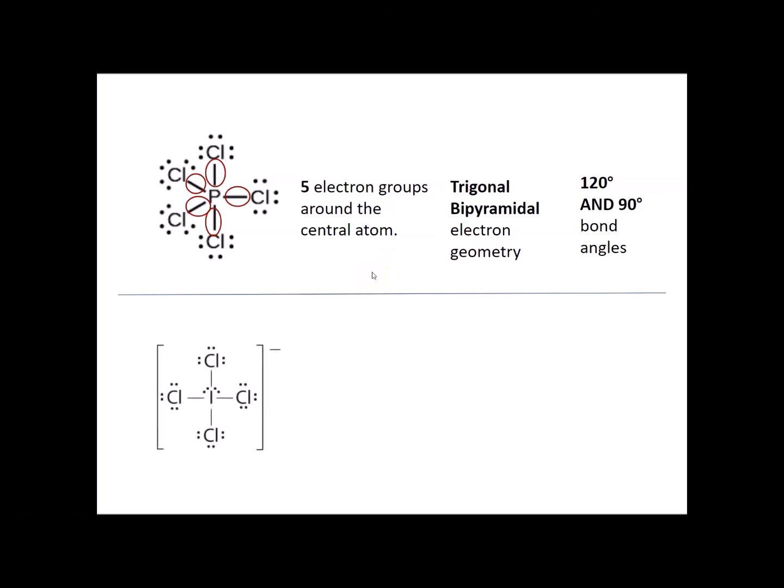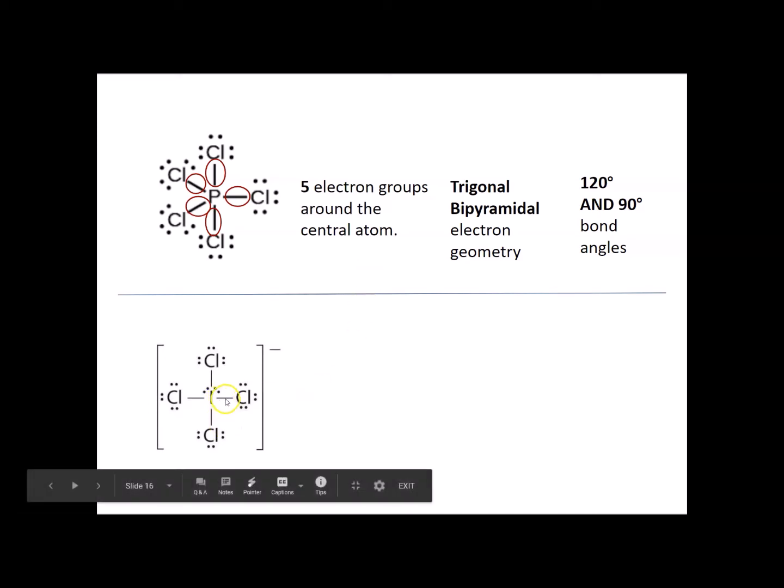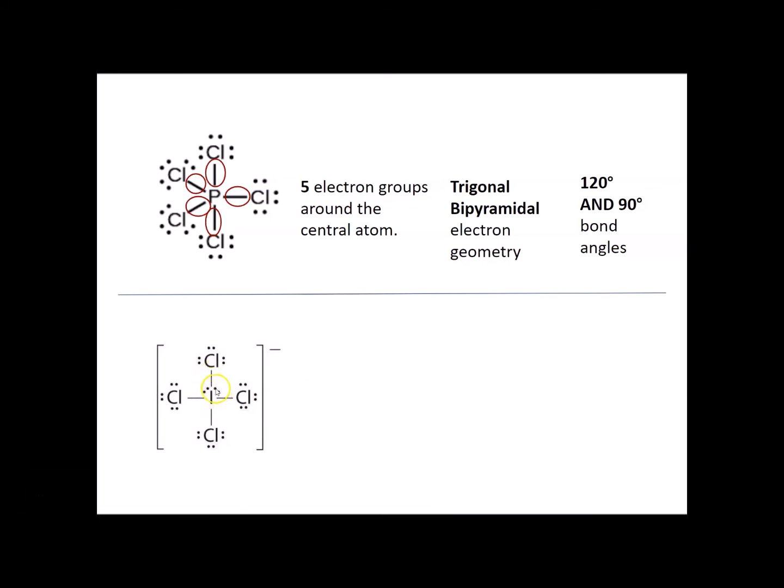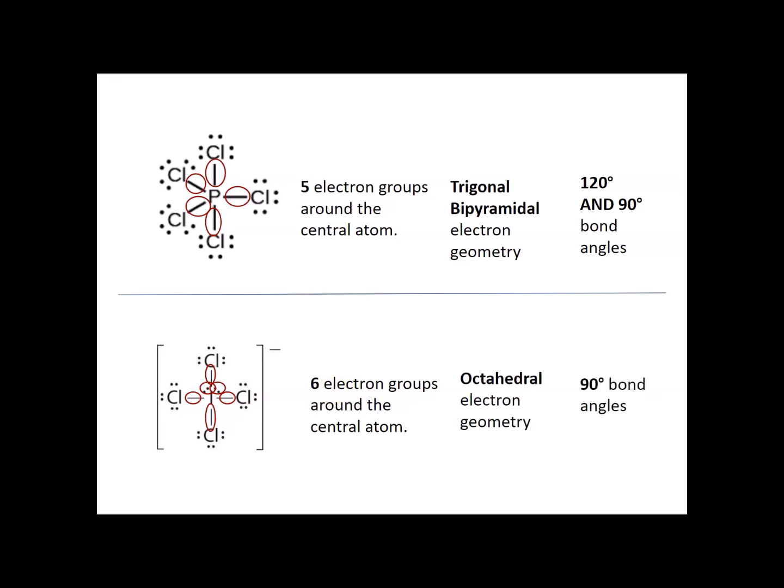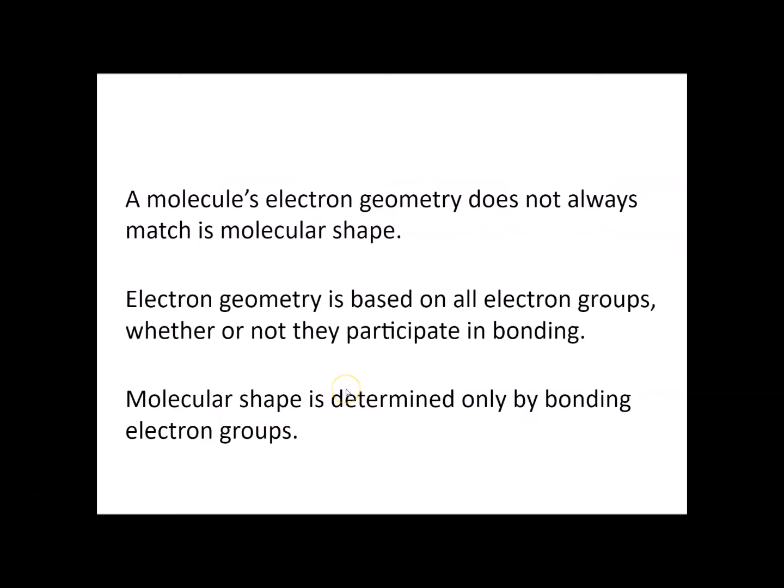And then lastly, check this one. How many electron groups are there? I'm counting 1, 2, 3, 4 single bonds plus 2 lone pairs. Yikes, that's 6 electron groups around the central iodine atom. Every one of those counts as 1 electron group. That gives us octahedral electron geometry with bond angles of 90 degrees. Oofta, that's a lot, right?